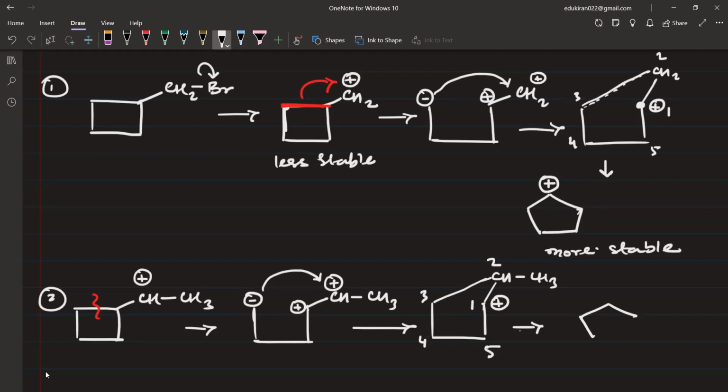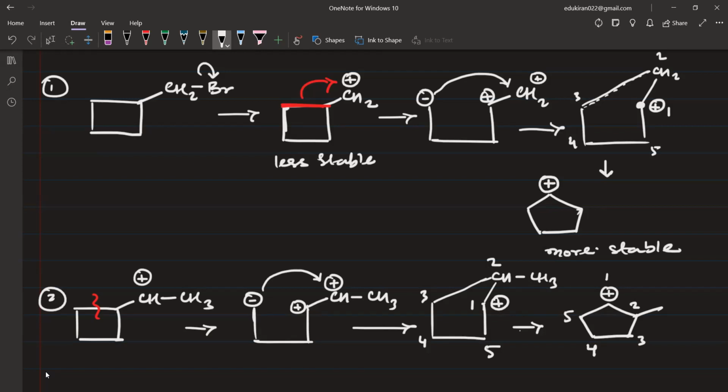So I will make a 5-membered ring, and I will give a positive charge onto any one of the carbons. And this carbon is my first carbon. You can go 2, 3, 4, and 5. As you can see, the second carbon is having a CH3 group. So you will just give a CH3 group to the second carbon atom. This was my second carbon atom. It is having a CH3 group.